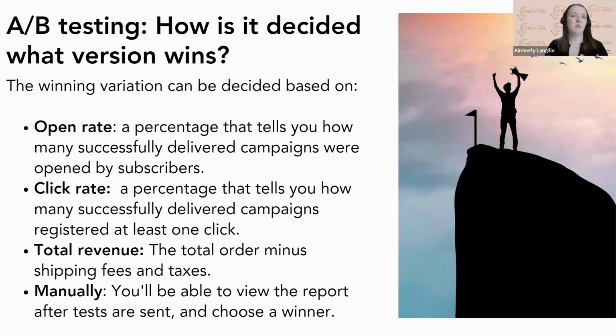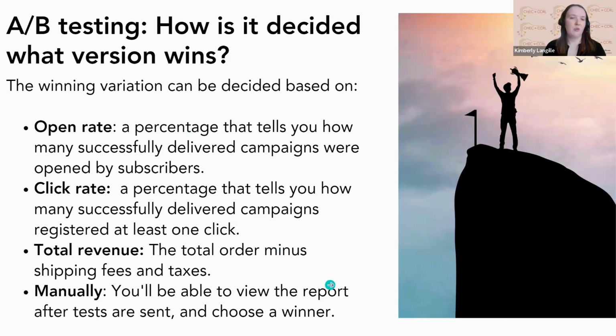But it's important to know that the open rate is not unique, actual subscribers who view your campaign. For example, if you have 100 subscribers, that doesn't mean that 50 people actually opened your email. It might mean that maybe 30 people opened your email multiple times, right? And the same thing goes for click rate. That's a percentage that tells you how many successfully delivered campaigns registered at least one click.